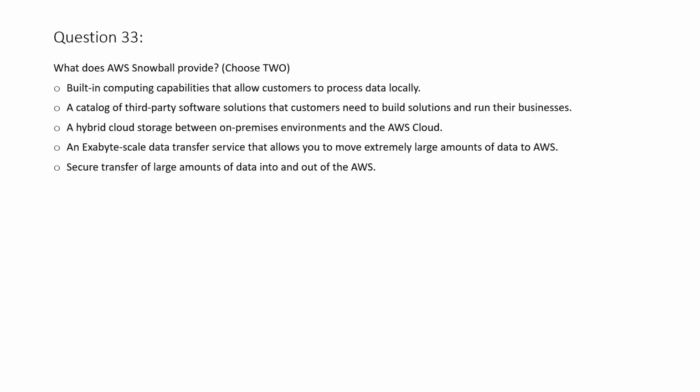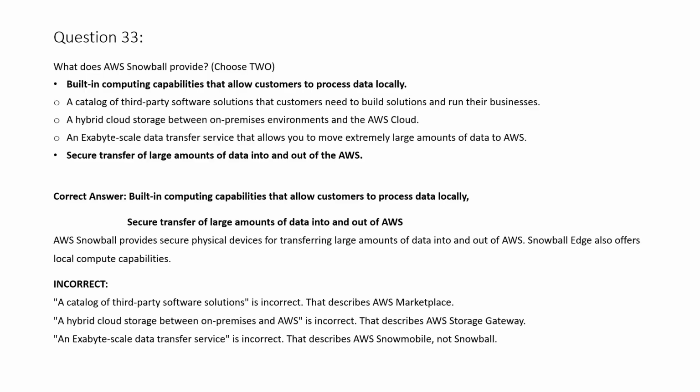Option D, an exabyte scale data transfer service that will allow you to move extremely large amounts of data to the AWS. Option E, secure transfer of large amounts of data into and out of the AWS. So we need to choose any two. The correct answers are option A and E: built-in computing capabilities that allow customers to process the data locally, and secure transfer of large amounts of data into and out of the AWS.